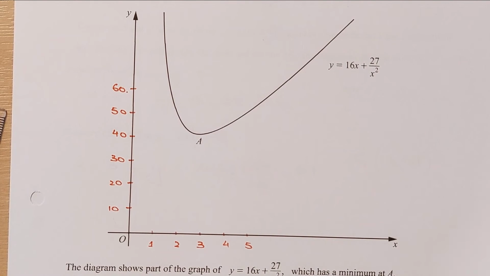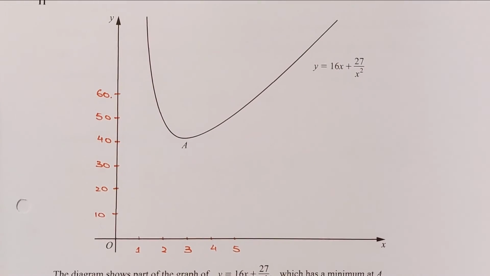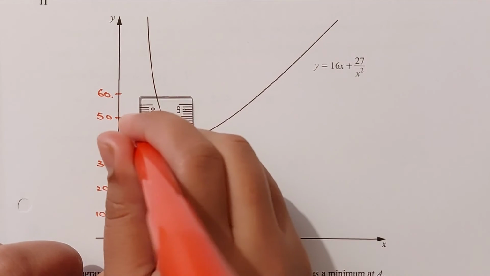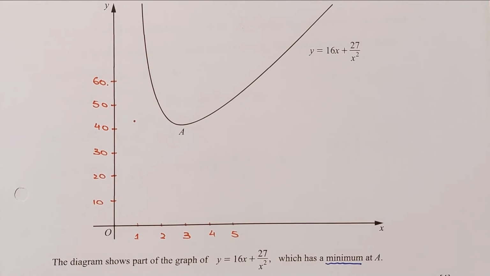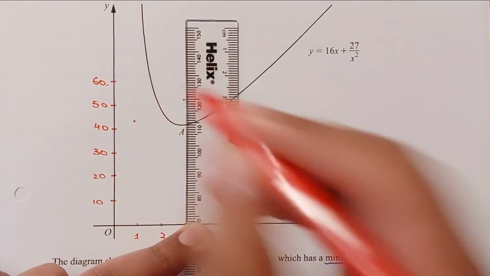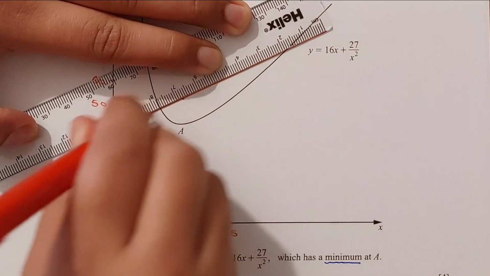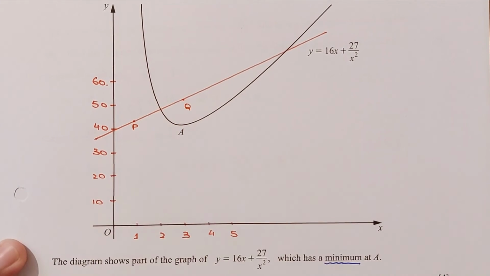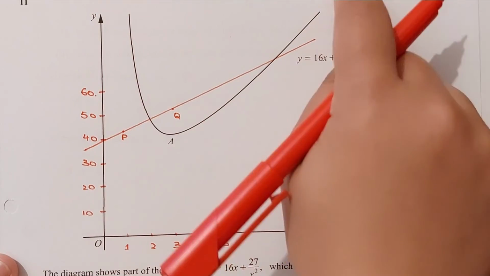The first point, the coordinates of P, are 1 and 43. So let me plot 1 and 43. This is the point over here. The second point is 3 and 51. So when x is 3, y is 51. Let me connect the two points. So these are the points P and Q. We have to find the area enclosed by the curve and the line. So this is a curve and this is a line.